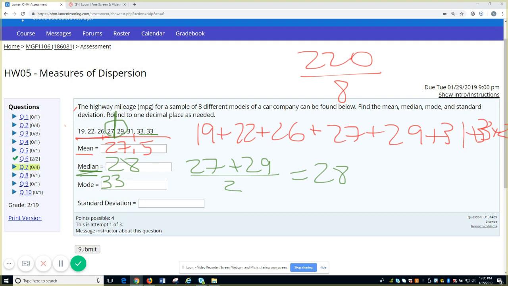Now, just to reiterate, the last measure that's not mentioned here is the mid-range. The mid-range is another measure of center. To find the mid-range, you would average the smallest value and the largest value. Of course, this problem doesn't ask you for the mid-range, but just as a review, I want to also find the mid-range. 19 plus 33 divided by 2. The mid-range would be 26. Just an FYI.